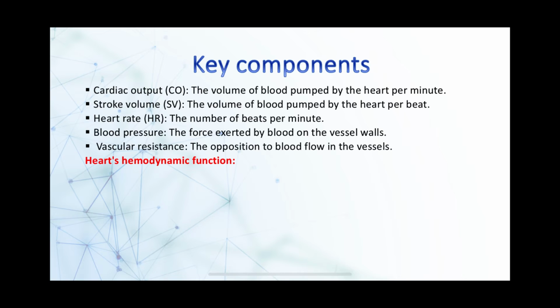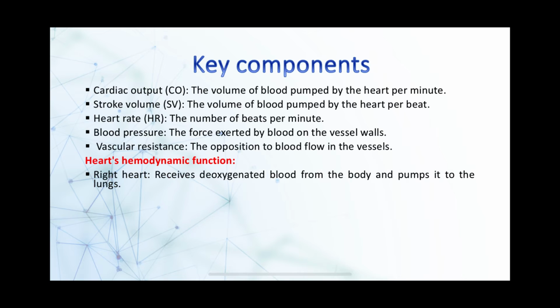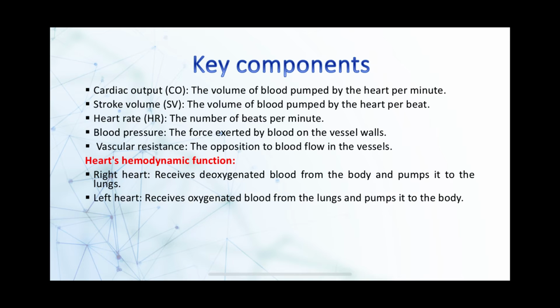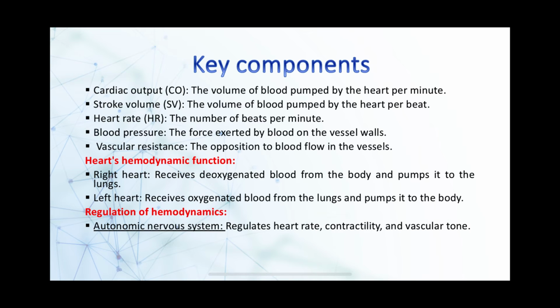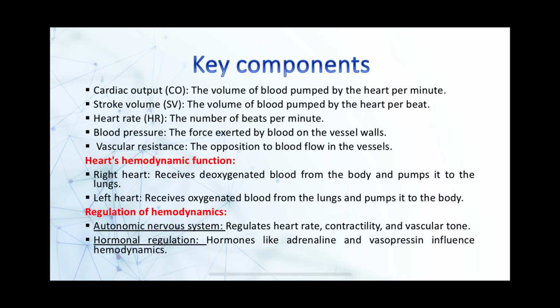Heart's hemodynamic function. The right heart receives deoxygenated blood from the body and pumps it to the lungs. The left heart receives oxygenated blood from the lungs and pumps it to the body. Regulation of hemodynamics. The autonomic nervous system regulates heart rate, contractility, and vascular tone. Hormonal regulation. Hormones like adrenaline and vasopressin influence hemodynamics.